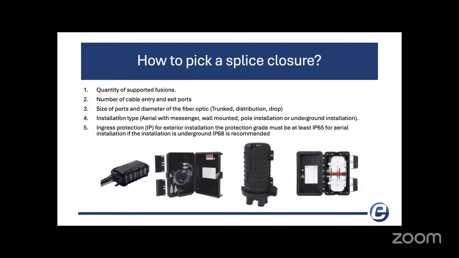You're also going to need to take into consideration the size of ports and diameter of the fiber optic. So the trunk line is your main fiber, and then you have your distribution, and then you have your drop. So think of your trunk fiber mostly. Also you have installation type: aerial with messengers, wall mounted, pole installation, or underground installation. How are you going to install the fiber? How are you going to install the NAPs? Where are they going to go? Are they going to go in poles? Are they going to go in walls? Are they going to go underground?